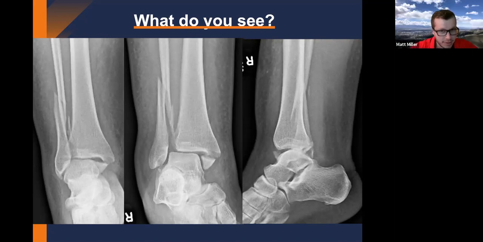I'm still struggling with that classification. Based on how high this is here, I would say it would be considered a Weber C, even though there's more involved, because it's above the syndesmosis. Ankle stability is gone, so I would say it is an operative fracture due to the loss of the stability from the medial and lateral malleolus, as well as the posterior.